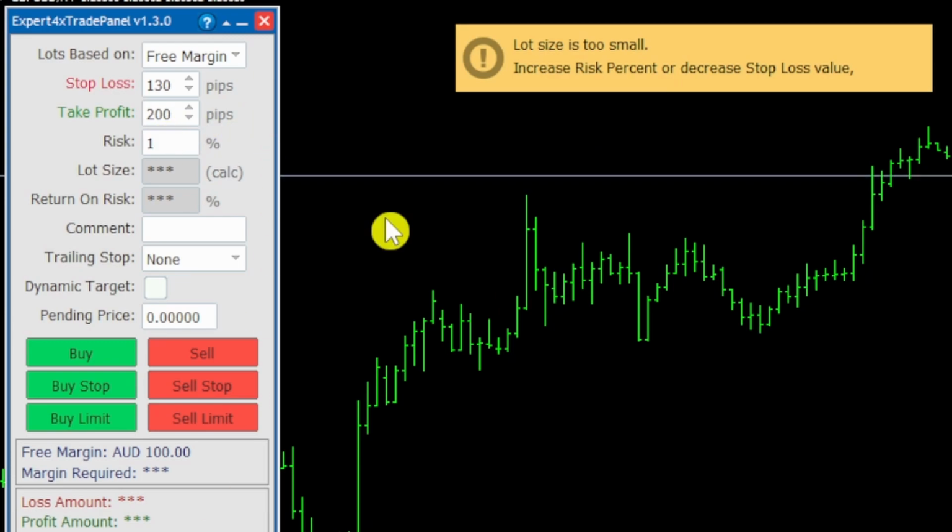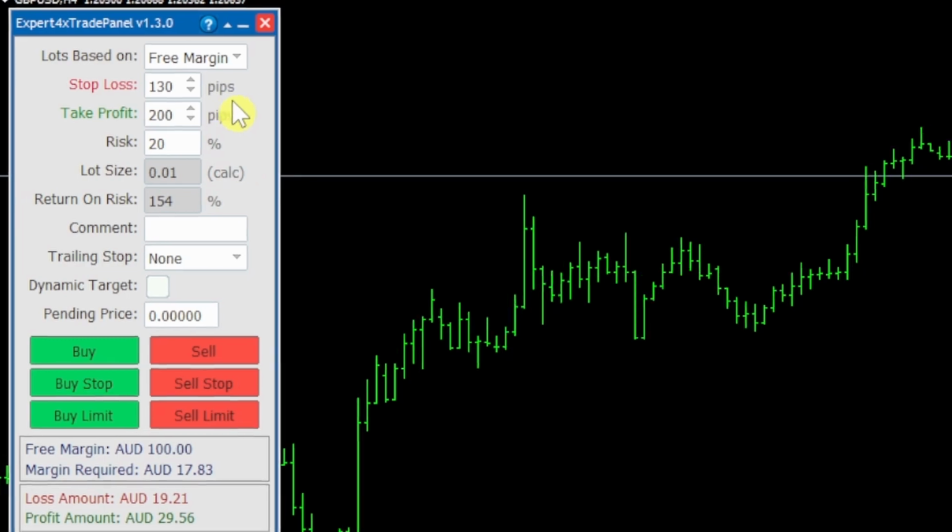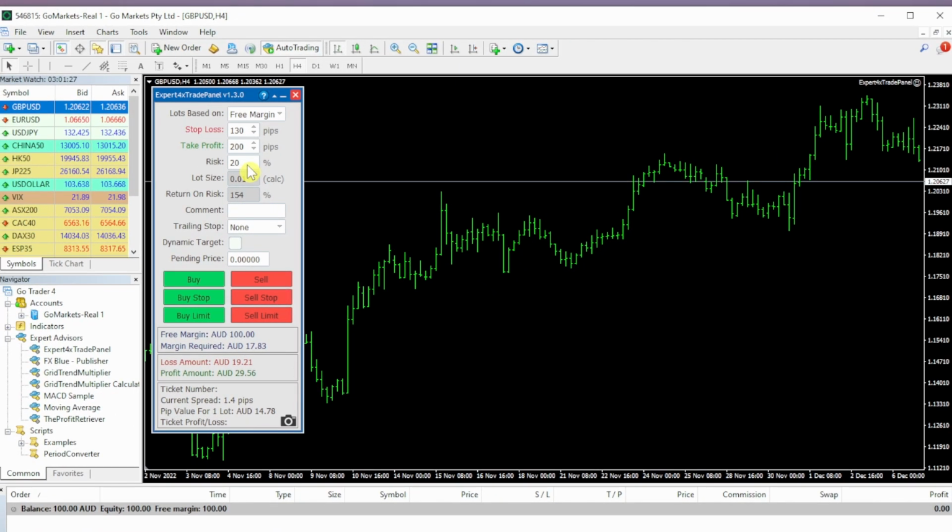How much money do we need to risk in order to have a 130 pip stop loss? 5? Still too small. 20. At 20% risk, we can trade with a minimum lot sizing on the pound for hour with a 200 take profit. That's a 20% risk. If this trade was to lose, we would lose 20% of our account. That's terrible in terms of money management.